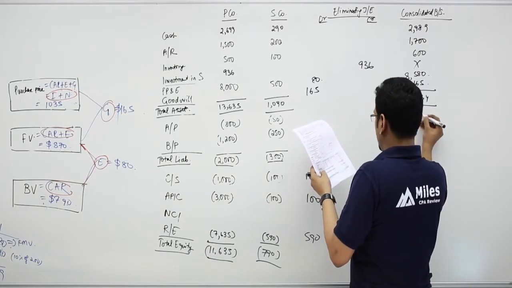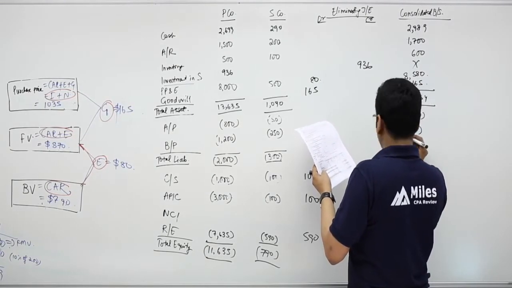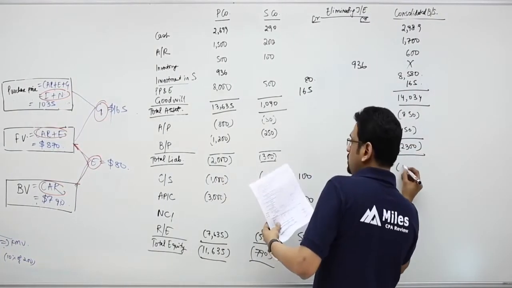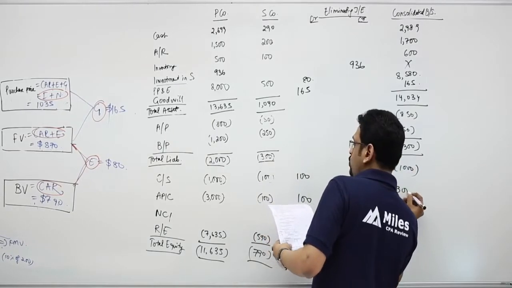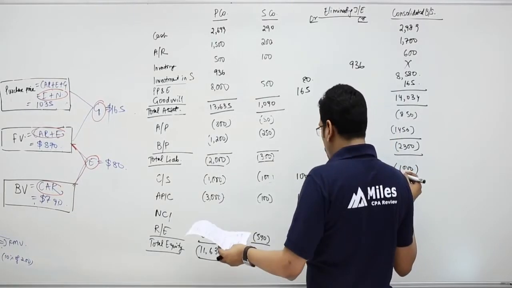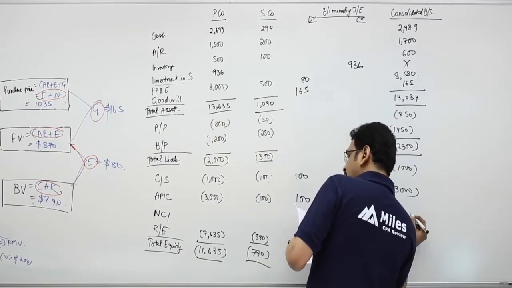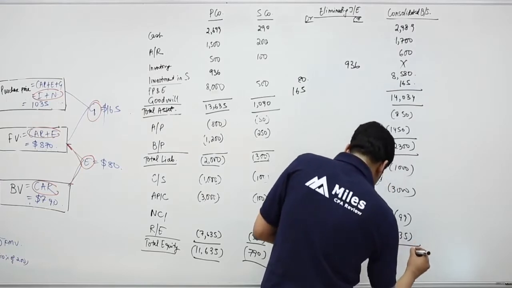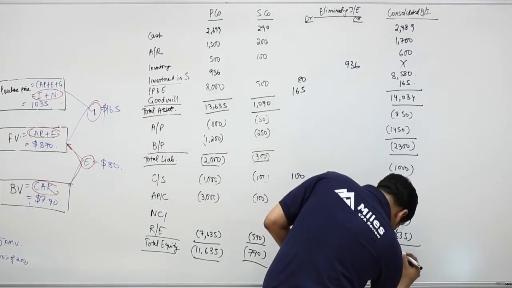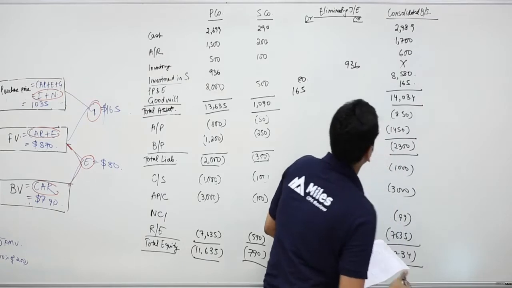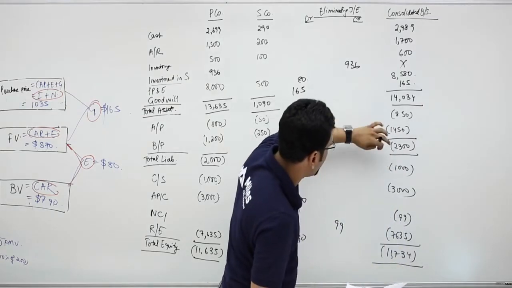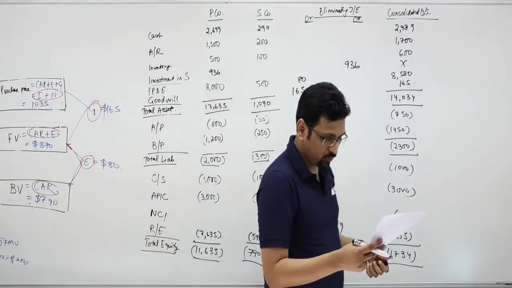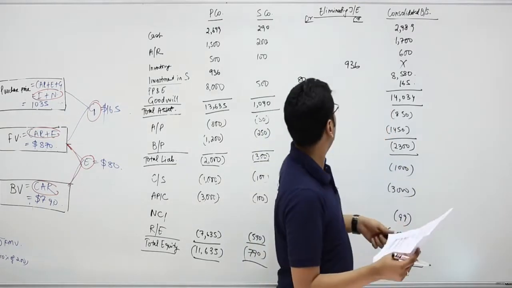Our payables 850, our bonds 1450, total liabilities 2,300. My common stock 1,000, my APIC 3,000, then you have non-controlling interest 99 and my retained earnings 7,635. So that gives a total equity of 11,734. So 14,034 minus 2,300 gives us 11,734. So all good with the numbers here.